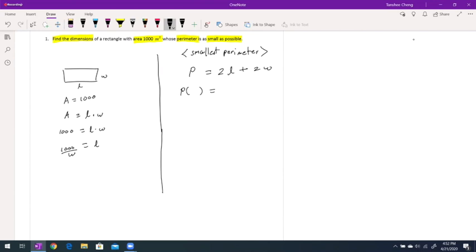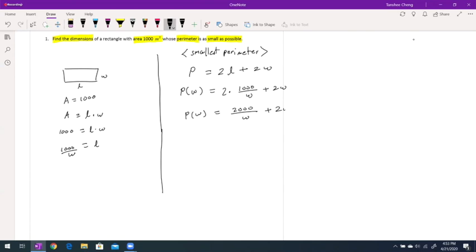So now I can rewrite this formula as a function of width by replacing the length with 1,000 over W, plus 2W. When I simplify a little bit, P of W will be equal to 2,000 over W plus 2W. So we've got the function already.